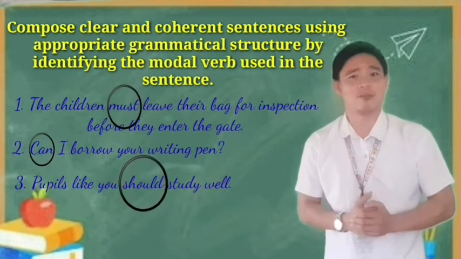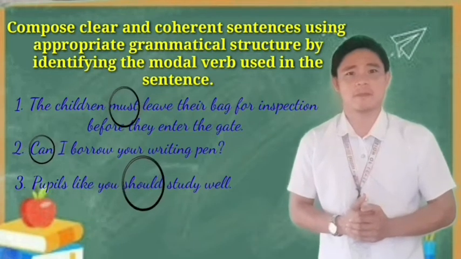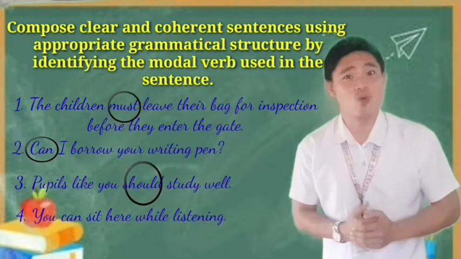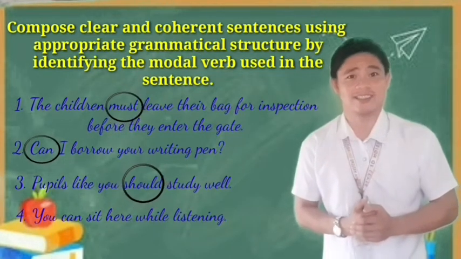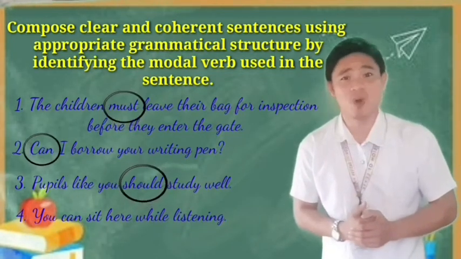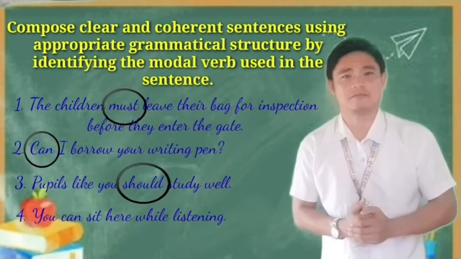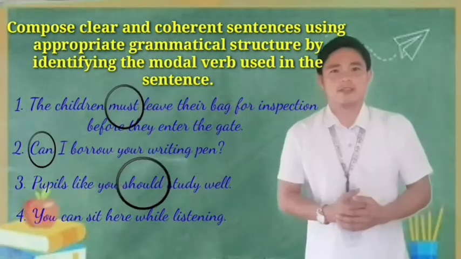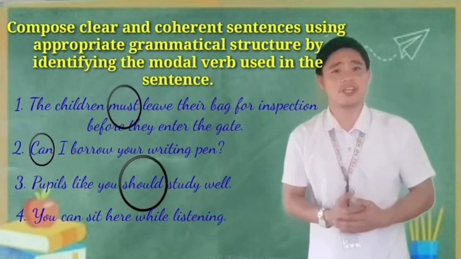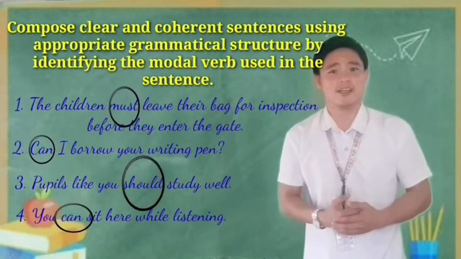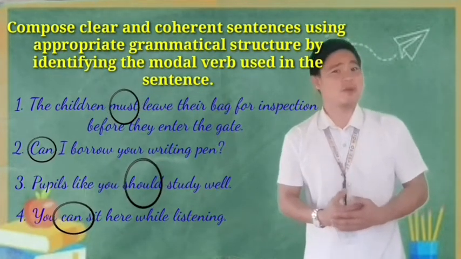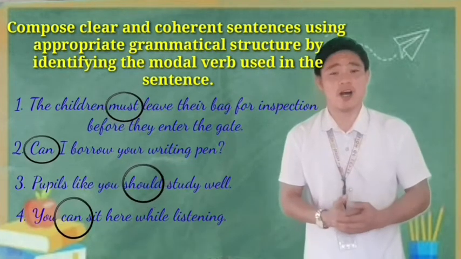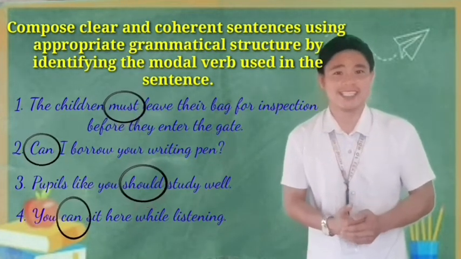Next, number 4. You can sit here while listening. What is the modal verb used? The modal verb used in sentence number 4 is can, and it expresses permission. The speaker is allowing someone to sit while listening.